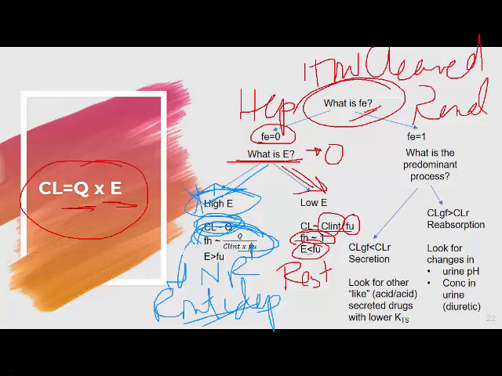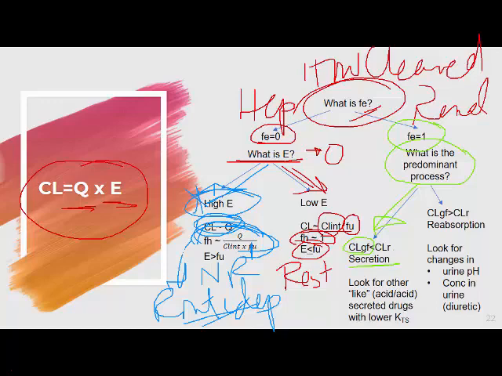Okay, what about if the drug has an FE of 1 where it's a renally cleared drug? Well, then the next thing we want to ask ourselves is, what's the predominant process? Remember, we have filtration, secretion, and reabsorption. We know all drugs are going to be filtered, but which is predominant, secretion or reabsorption? Well, if the drug's filtration clearance is less than what is actually cleared by the kidneys, we know drug is being added to the tubule, which means the predominant process is secretion.